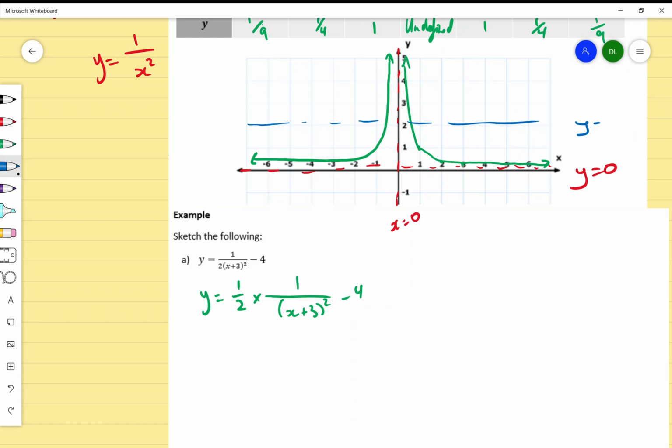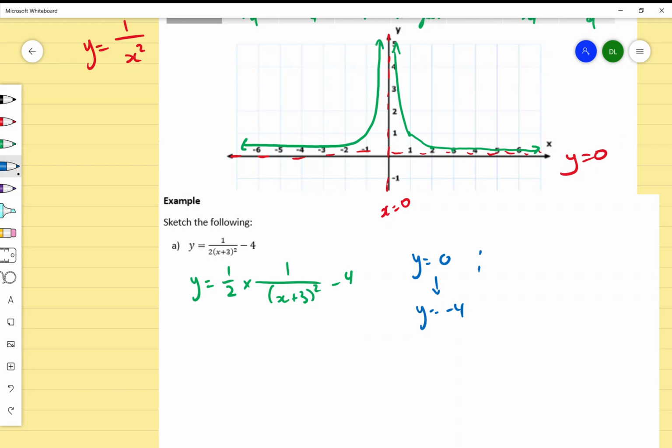So in our situation, we've got a minus 4 at the end here. So I know that my horizontal asymptote of y equals 0 goes down to y equals negative 4. Now you can write this out as translation down, 4 units down, but I'm just going to write it as this. My vertical asymptote, where before it was x equals 0, which is this line up here, it's going to be shifted.